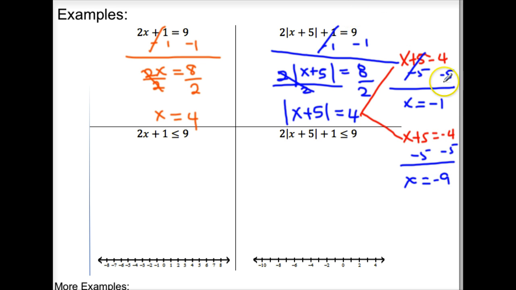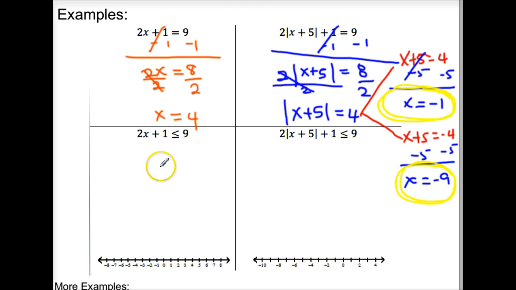So these are my two answer choices. X can be negative 1 or X can be minus 9. You have to remember to get rid of anything that's by my absolute value sign.